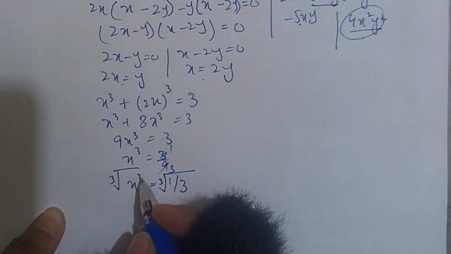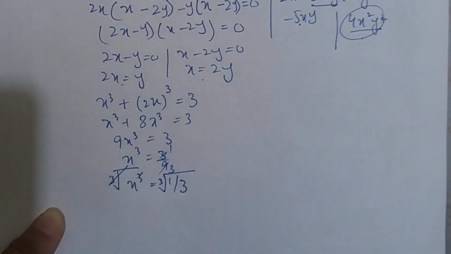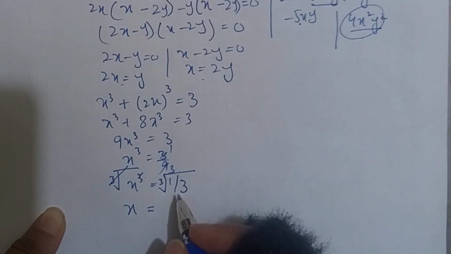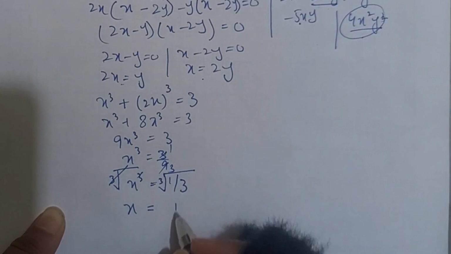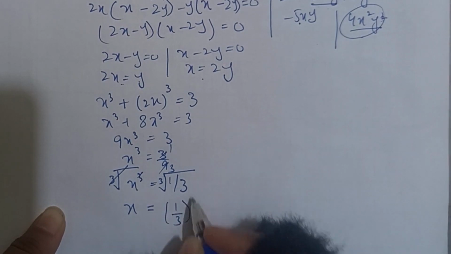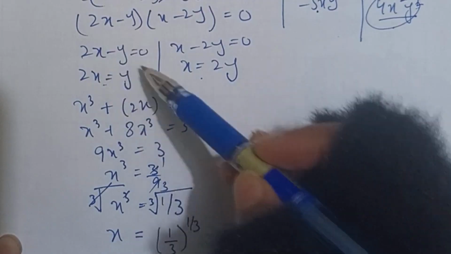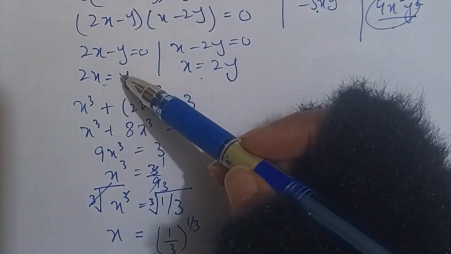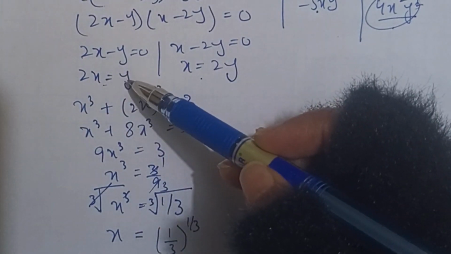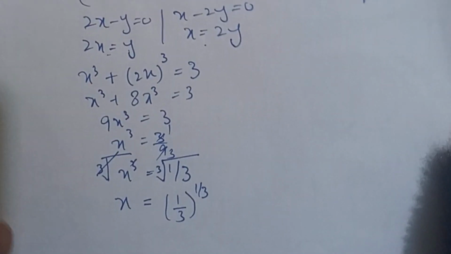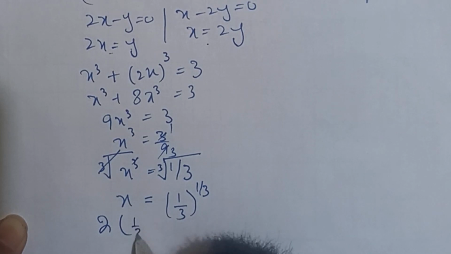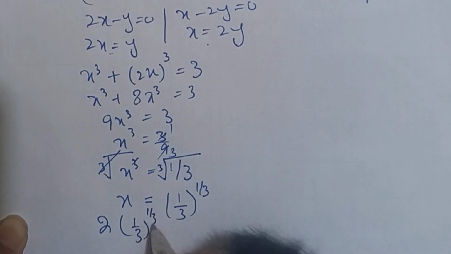So this cube and cube root will cancel. We just get x is equal to the cube root of 1 over 3, or we can write this as 1 over 3 raised to the power 1 over 3. Look at this equation: 2 times x is equal to y, so this implies 2x is equal to (1 over 3) raised to the power 1 over 3 is equal to y.